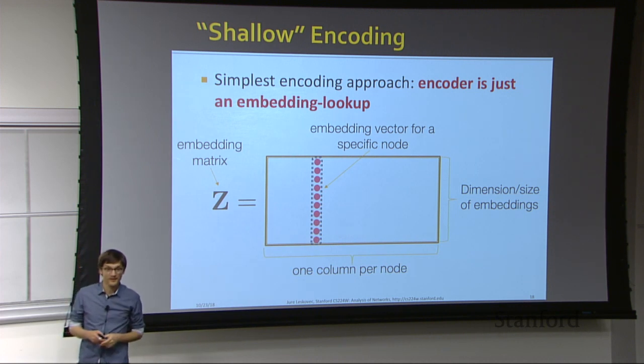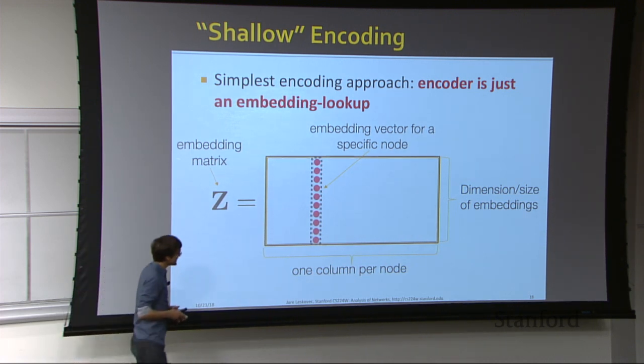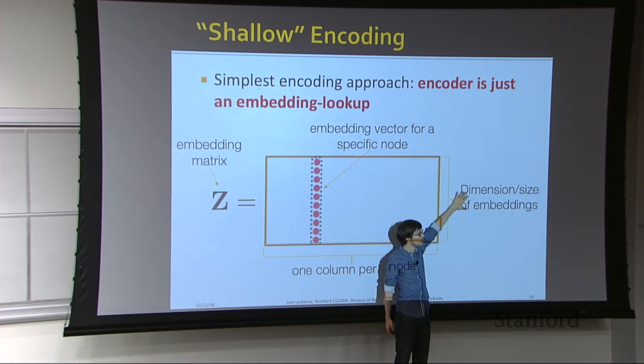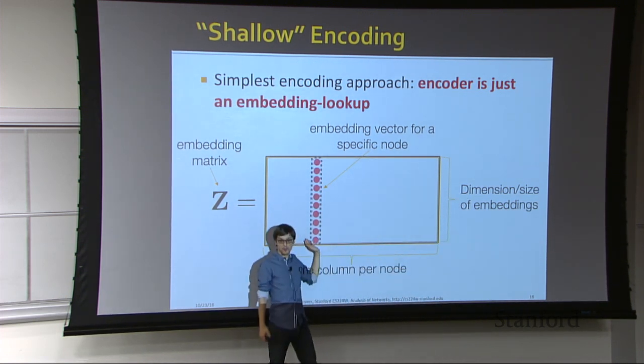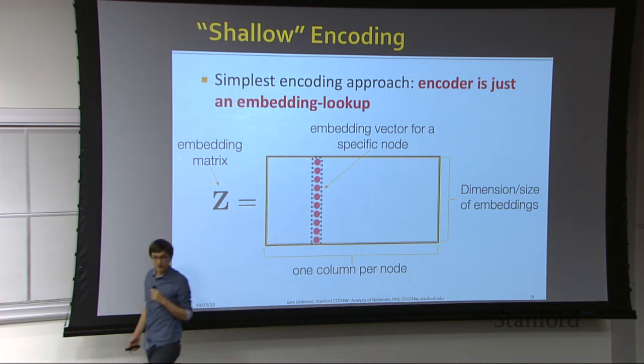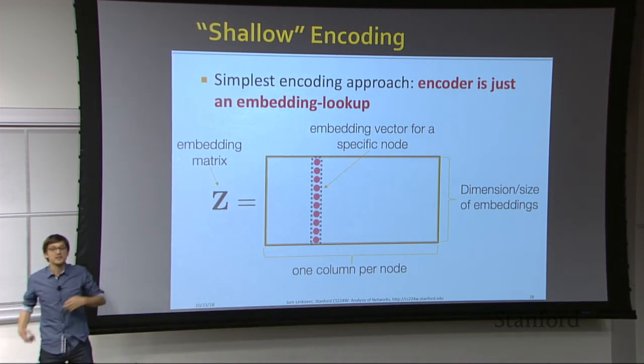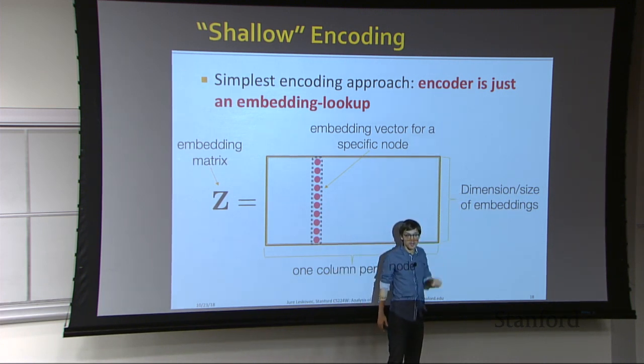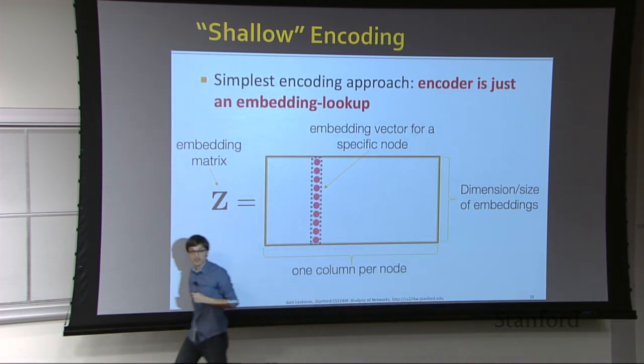Yes? What determines the number of dimensions? This is a user-specified parameter. So the user specifies that. The number of columns, the number of nodes, is specified by the network. It's a hyperparameter, right? The user decides what is the dimensionality they want to embed into. Great question. Thank you for asking.